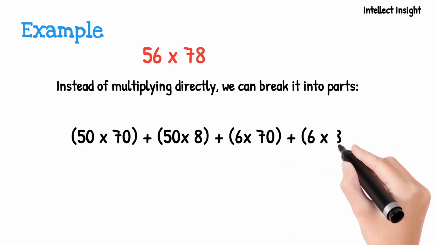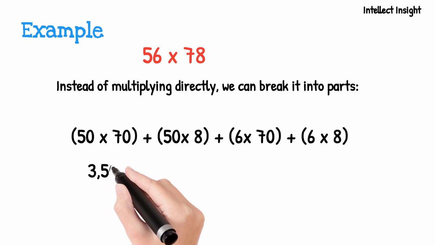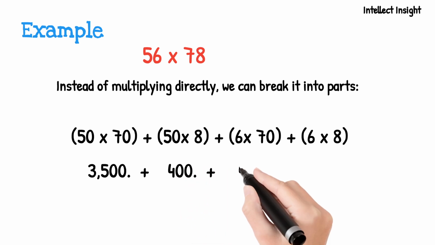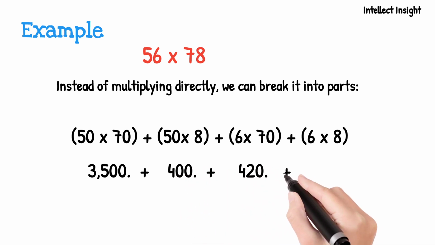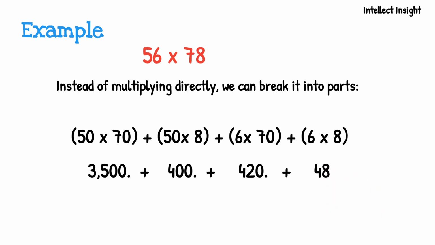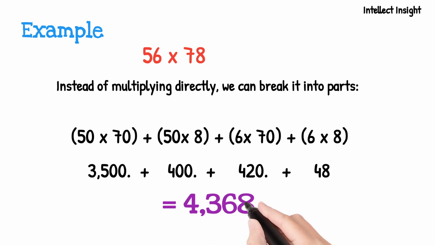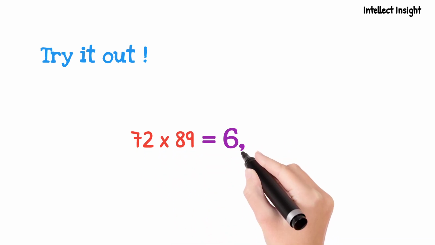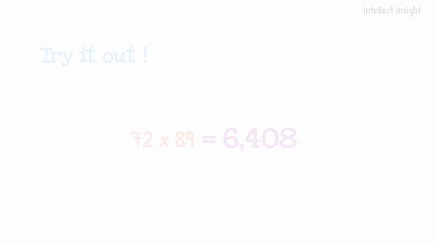So we have 50 cross 70 is equal to 3500. 50 cross 8 is equal to 400. 6 cross 70 is equal to 420. 6 cross 8 is equal to 48. Now add them together, which will be 3500 plus 400 plus 420 plus 48 is equal to 4368. This method is fast and works for almost any multiplication problem. Try using this method with 72 cross 89. Pause the video and let me know how you did.